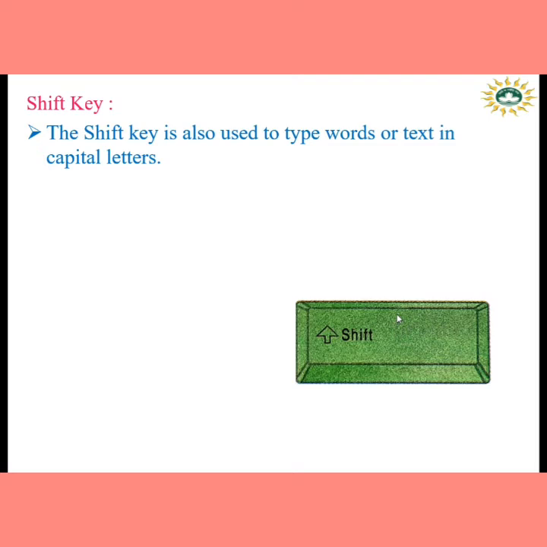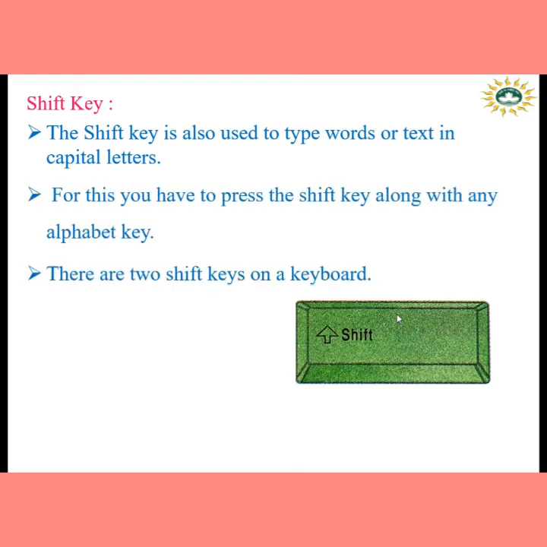Now, we have seen the caps lock key is also used for typing any word in capital, but when we turn on the caps lock key, then after that, when we type any letter, all the letters are in capital. But if we want only a single letter, that means only a beginning letter, in capital, then we have to use the shift key, okay? So we have to press the shift key along with the alphabet that we want in capital. Clear?